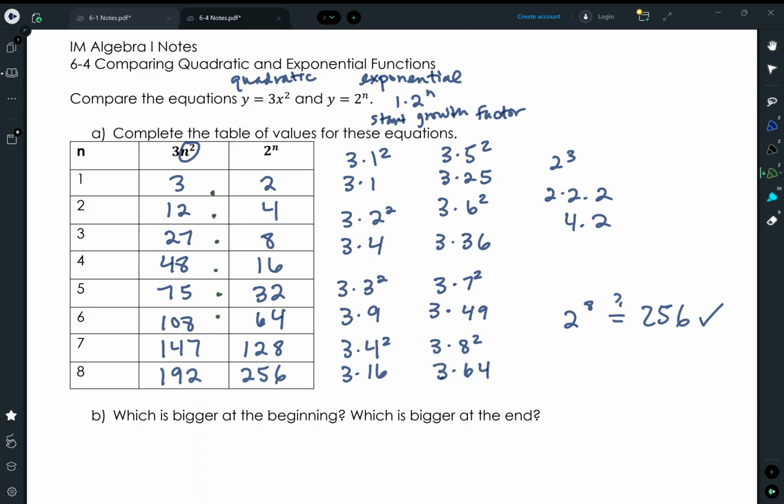And after that, though, it shifts, doesn't it? It's still bigger here, but once we reach row 8, we can see that the 2 to the nth power is bigger. And it's just going to keep getting bigger, right? When we double 256, we're going to get 512, and the quadratic is not going to grow nearly as fast.